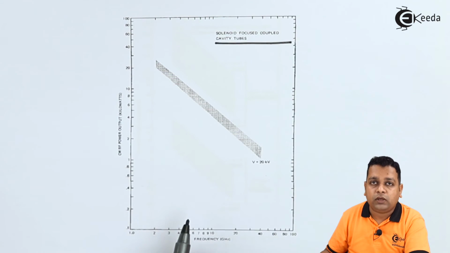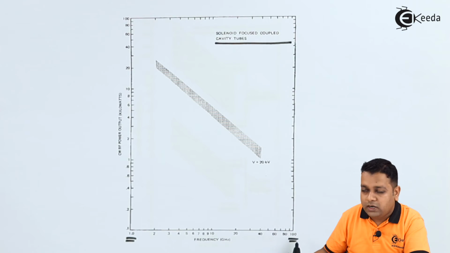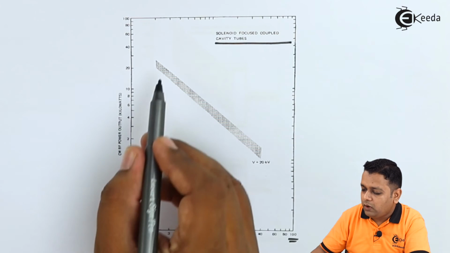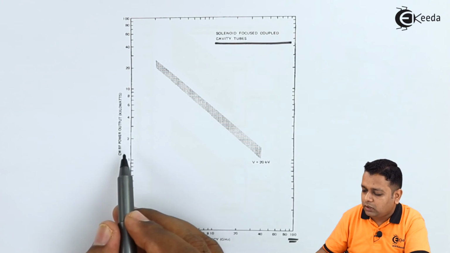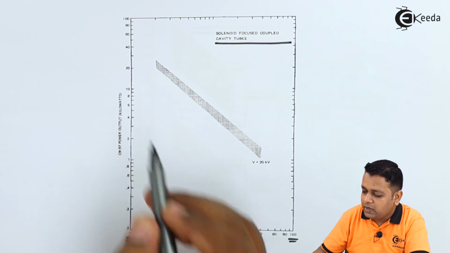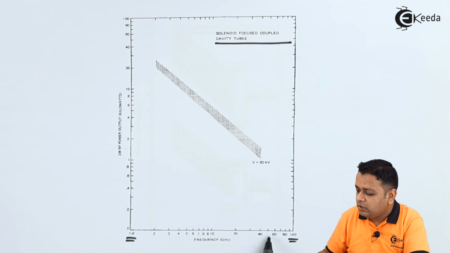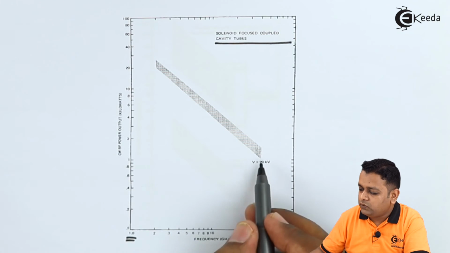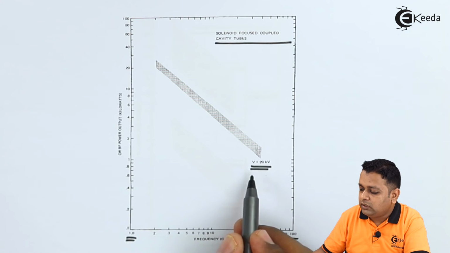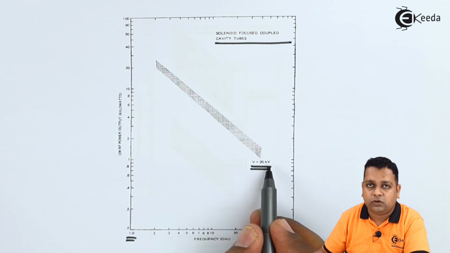Again here we have a plot of frequency values on the horizontal axis ranging from 1 gigahertz up to 100 gigahertz. So we have a plot obtained for the corresponding values of the RF output power in terms of kilowatts, for 2 gigahertz up to approximately 50 gigahertz. Here the beam voltage capital V will be holding the value 20 kilovolts.